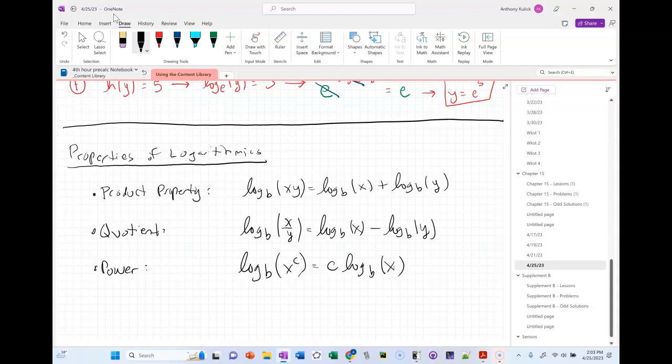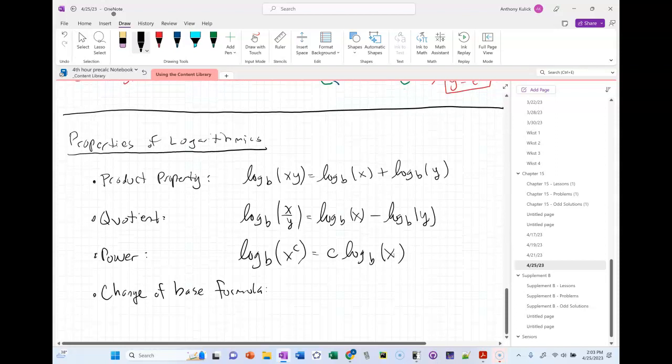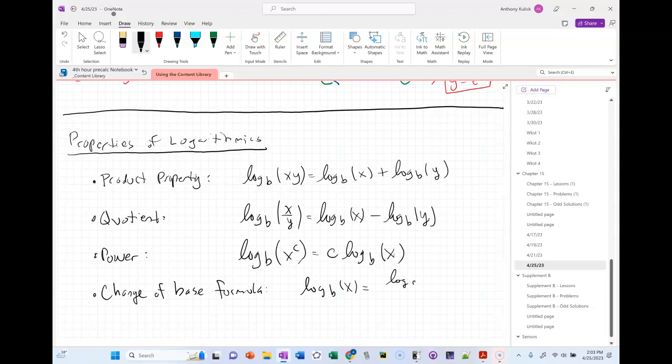Due to the level of this class, I'm going to skip proving these. Oh, there's one more, I'm sorry. The one more is called the change of base formula. And this says that log base b of x is equal to log base c of x divided by log base c of b.